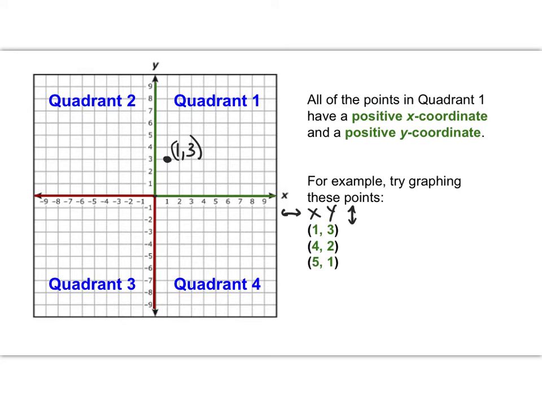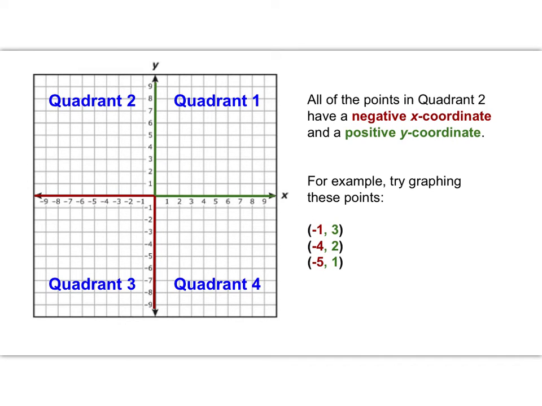Now let's look at (4, 2). Well, first I'm going to start at the origin. I'm going to go 4 to the right and then 2 up. That's the point (4, 2). Last of all, I have the point (5, 1). So I'm going to go 5 to the right and 1 up. That's the point (5, 1). It's 5 to the right of the origin, and it's 1 above the origin. And notice, all of my x and y coordinates are positive values.